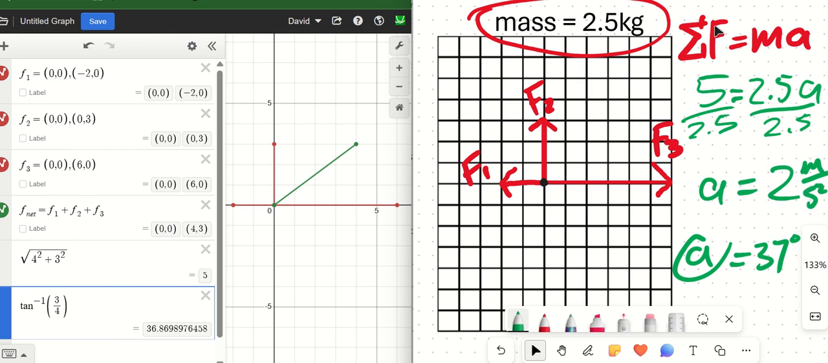So I solve for all my forces, plug it into this sigma F. That gives me the 5, and then I just plugged in my mass, dropped the acceleration, and solve for a.